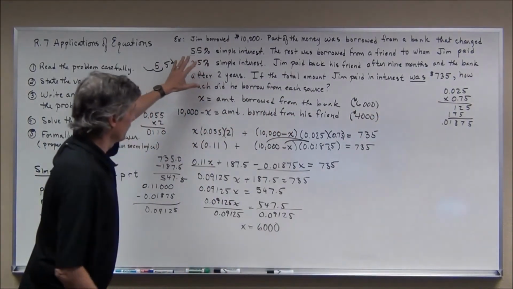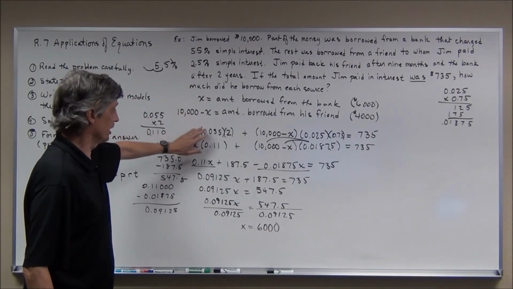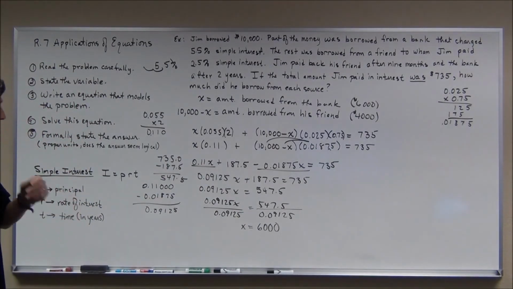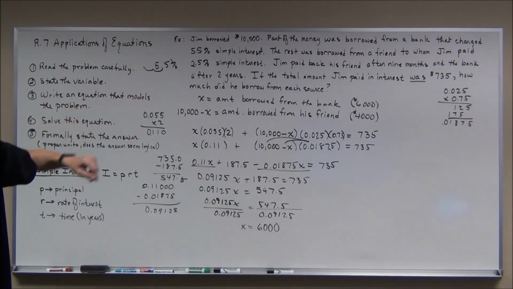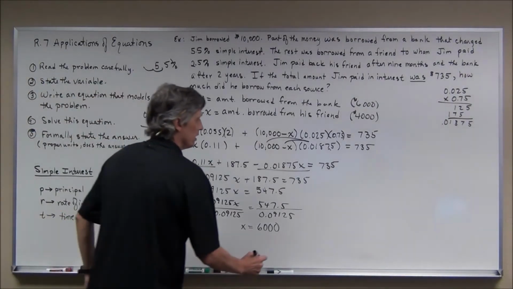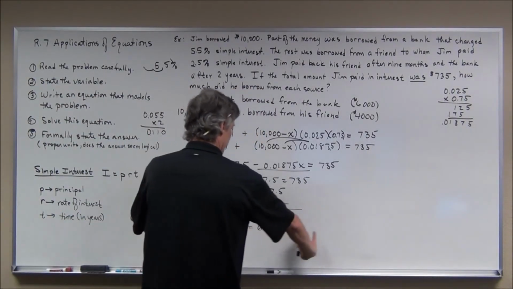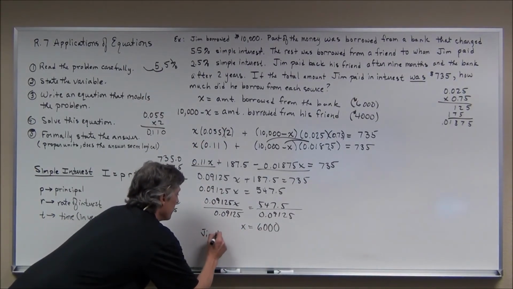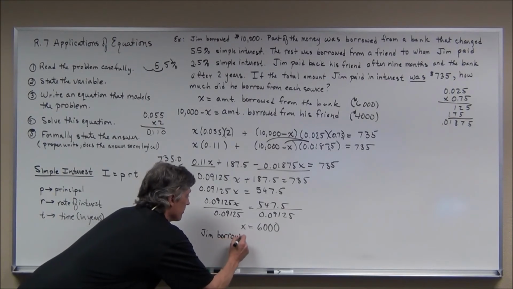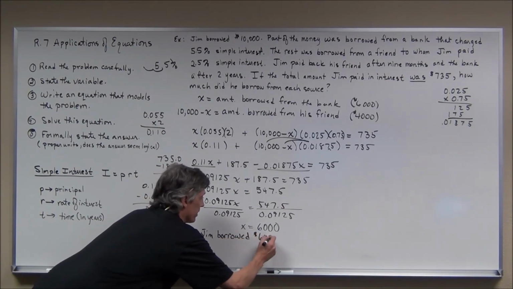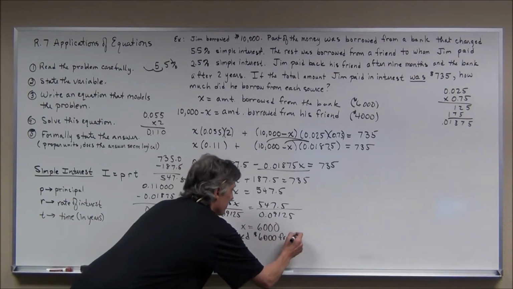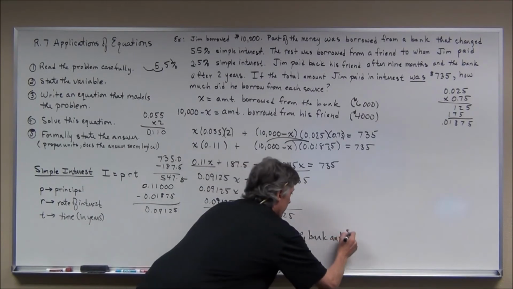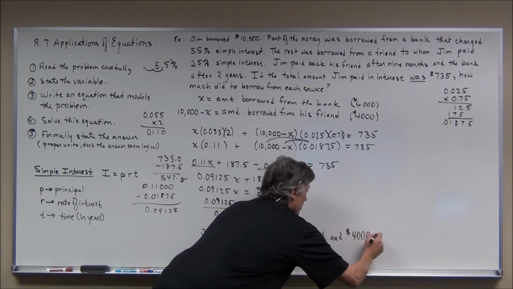All right, so I read it carefully, I stated my variable, I wrote my equation, I solved my equation, what a pain that one was. But now I'm going to formally state my answer, and I have to make sure of the dollar sign. I go back to the problem, how much did he borrow from each source? So I kind of put it over here. Usually I just put it underneath, but I'm running out of room, oh, we can squeeze it in. Jim borrowed $6,000 from the bank. And $4,000 from his friend.